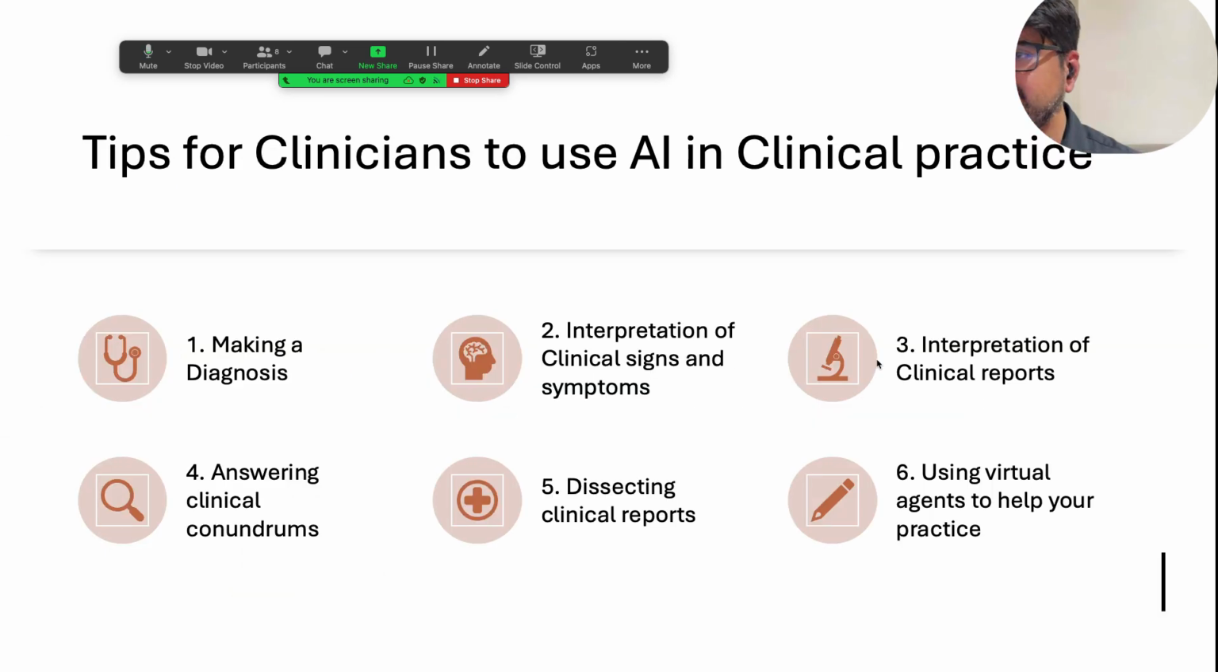So these are the 6 areas where you can use AI. You can use AI to make a diagnosis. You can use AI for interpretation of clinical signs and symptoms. So you have, let's say, a patient where there is a clinical sign or symptom which you're not very well versed in dealing with. It will help you interpret clinical reports. It will help you answer clinical conundrums. Let's say you're stuck with any clinical query or any challenge. It helps in dissecting clinical reports, which is very useful in today's practice, and when I show you the example, you'll understand why.